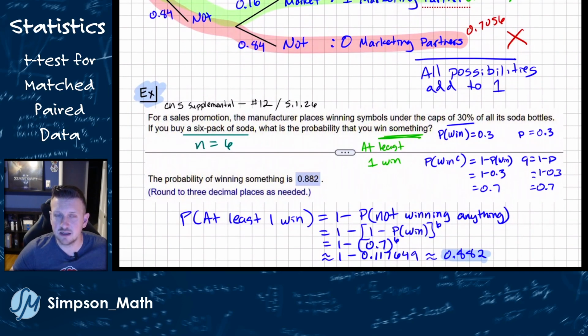All right, so at least one is kind of an interesting, weird backdoor hack. Later in this course, we'll talk about how we can maybe do at least 2 or some other things using some other principles, but for at least one, for situations like this, I'm always going to do 1 minus the probability of no successes.